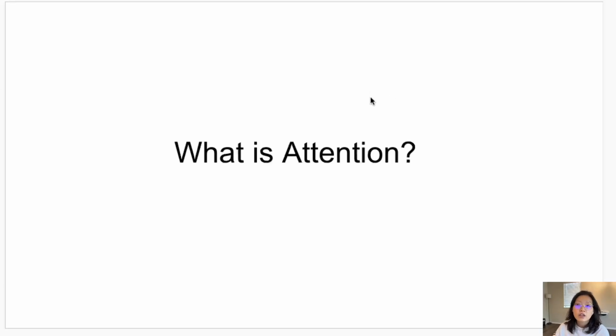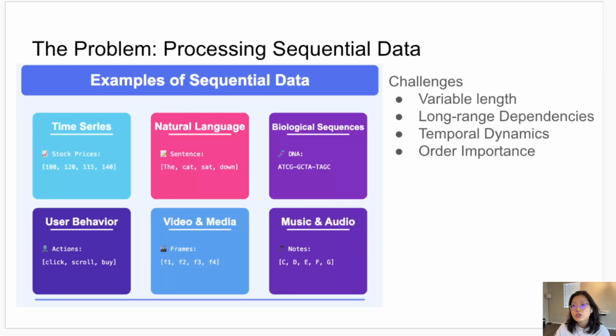Let's start by defining a problem. We use attention to handle sequential data that comes in sequence, such as text, speech, or time series data. But handling this sequential data has some challenges. First of all, sequential data don't always have a fixed length. Some sequences can be longer, some shorter. How do we handle this variable length?